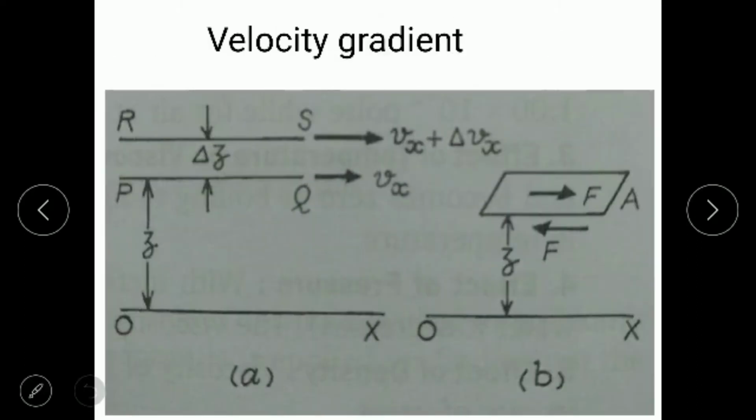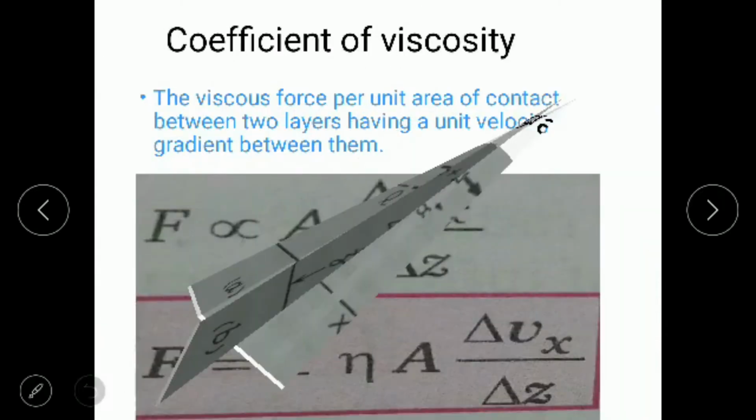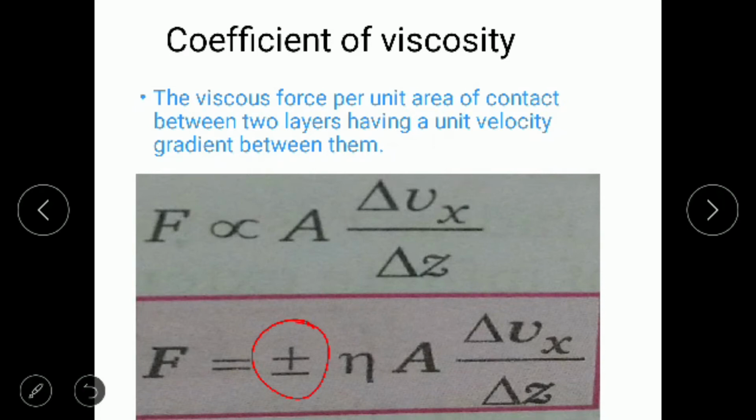In the previous diagram, this force is in a forward direction, which means plus, and this force is in a backward direction, which means minus. That is why we have plus minus in the formula of force. This is the coefficient of viscosity. So the coefficient of viscosity is the viscous force per unit area of contact between two layers having a unit velocity gradient between them. That is the definition of the coefficient of viscosity.